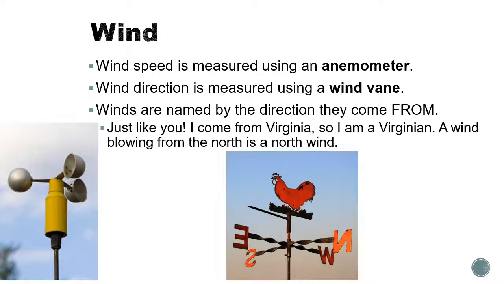Wind speed is measured using an anemometer, and wind direction is measured using a wind vane. This over here is an anemometer, so it has little cups on it, so when the wind blows, it's going to catch it, and how fast this spins will tell us how fast the wind is blowing. And wind vanes, most of us have seen those on the top of farms and things like that. So when the wind blows, it points in the direction the wind's going. Winds are named by the direction they come from, just like you. I come from Virginia, so I'm a Virginian. A wind blowing from the north is a north wind.